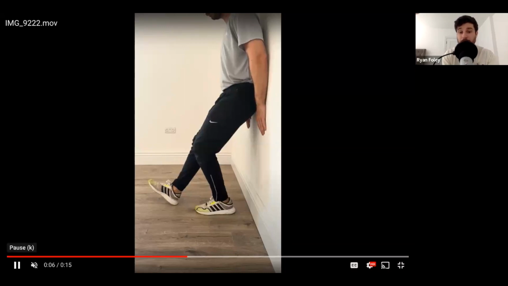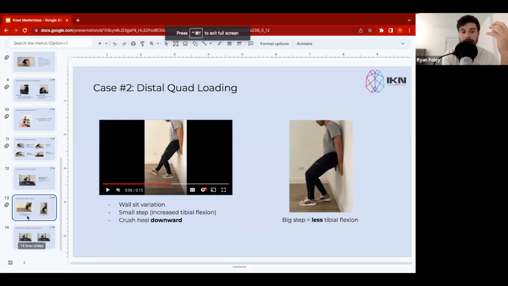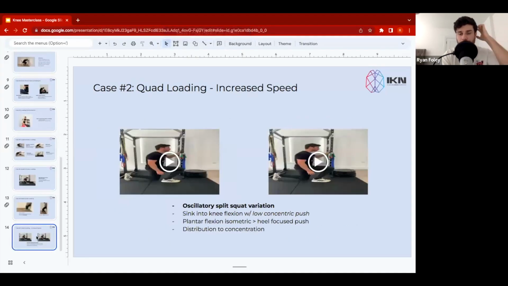In this position here, if you get the cues right, if you really concentrate that force downward into the heel, and then really reach the tibia forward, not to the point where you're coming up onto the toes and lifting the heel, you'll really feel a strong burning sensation in the distal quadricep. We can progress by adding more external load, or sliding further down the wall to bring the tibia into more flexion. But really the intention here is to drive that load into the distal quadricep.